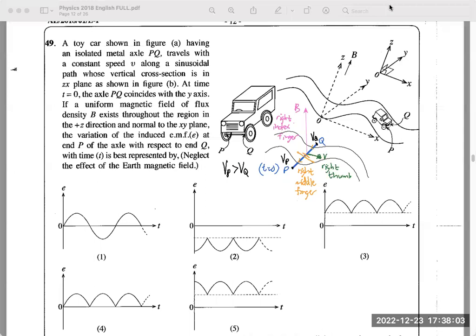So read the question carefully. The question is about the EMF at end P of the axle with respect to Q. So E in this question is the EMF at P with respect to Q. With respect to Q means the equation for E is Vp minus Vq.